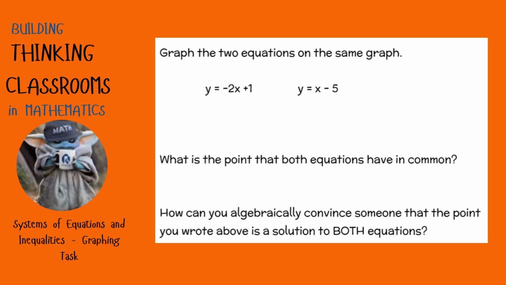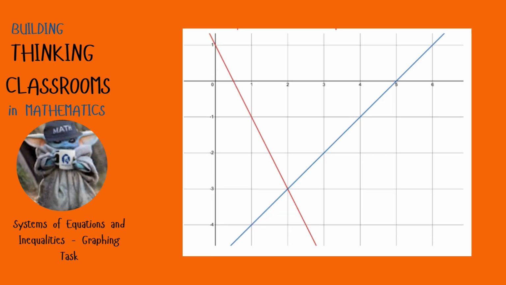After the students have graphed, we want them to look at what point both equations have in common and then what that point might mean. So, how you could algebraically convince someone else that the point you wrote is a solution to both equations. As you can see from the graph, the point (2, -3) should be the point that students identified as the point of intersection and the only point that both equations have in common on this graph.